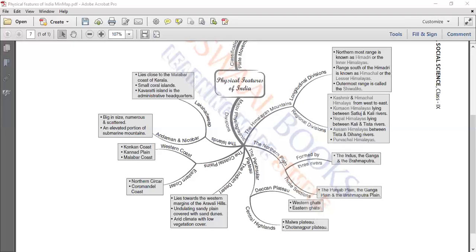They make an arc that covers a distance of 2,400 kilometers, and the width of the Himalayas varies from 400 kilometers in Kashmir up to 150 kilometers in Arunachal Pradesh. Then we saw the 3 divisions of the Himalayas. We saw it could be divided in 2 ways, in the longitudinal way and in the regional divisions. In the longitudinal way, there are 3: the Greater Himalayas, the Lesser Himalayas, and the Outer Himalayas.